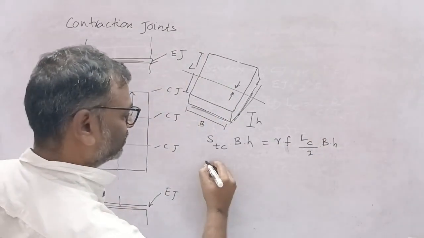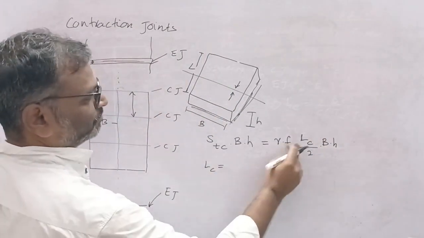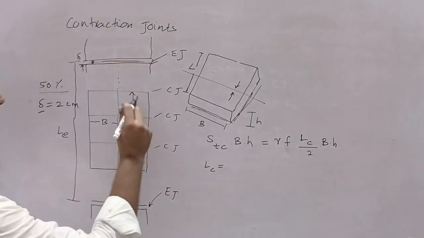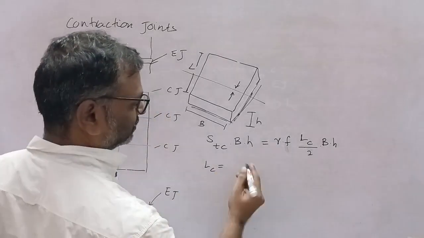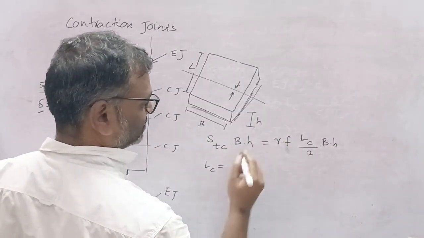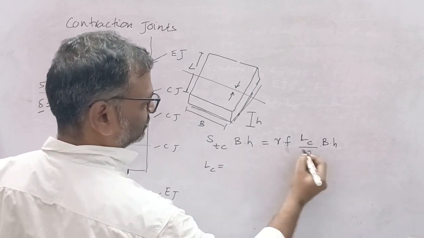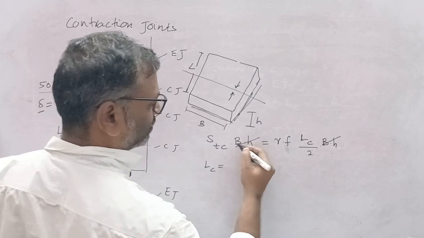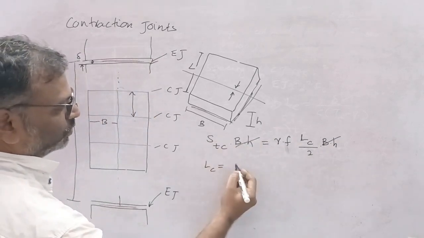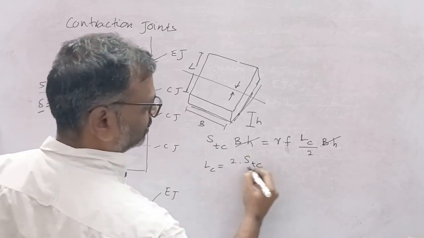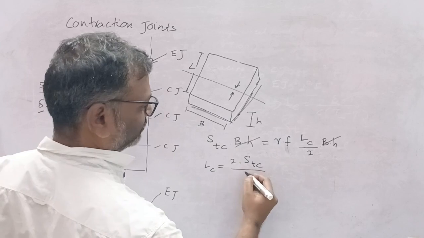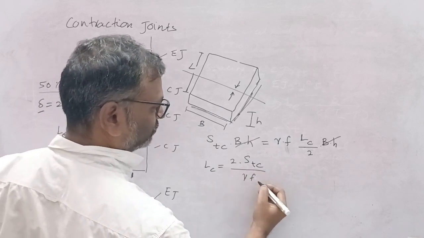Now you find out what is the length of this contraction joints, that is between contraction joints, what is the length. So B into H gets cancelled and you will get LC equal to 2 into allowable tensile stress of concrete divided by gamma into F.